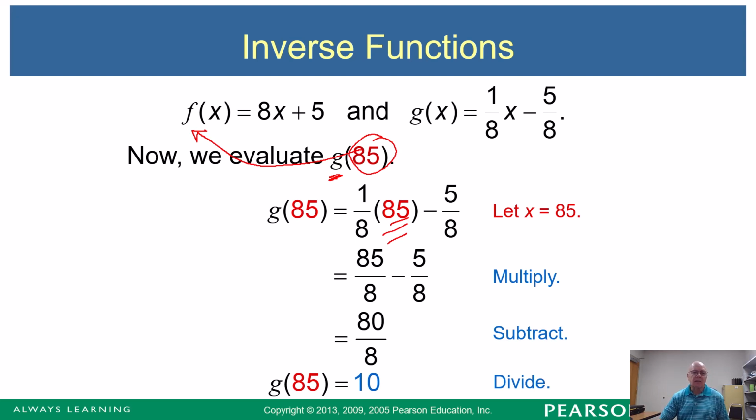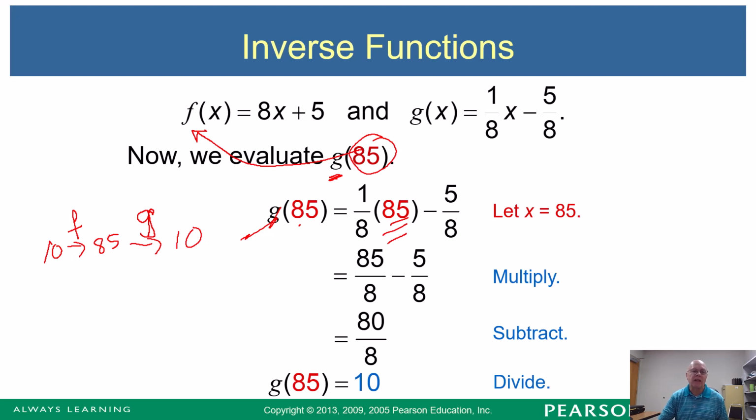Imagine that. Well, that's what inverse functions do. You start with one number, take the first function, take the result, put it in the second function, and if you end up with the original number, like we did here, we go from 10 to 85 and back to 10 again. f took us to 85, and g took us from 85 back to 10. That's how an inverse function works.